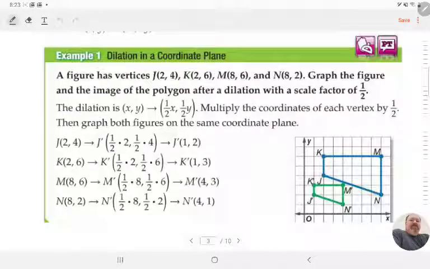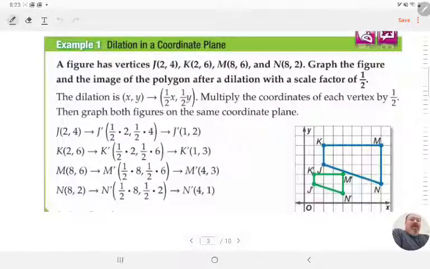All right. So we have a figure. This figure right here has vertices of J is (2, 4), K is (2, 6), M is (8, 6), and N is (8, 2). Remember, vertices are the corners or the angles of the figure. So graph the figure and the image of the polygon after a dilation with a scale factor of 1/2. So we could say that the dilation is (x, y) goes to (1/2 x, 1/2 y). So multiply the coordinates of each vertex by 1/2. Then graph both figures on the same coordinate plane.